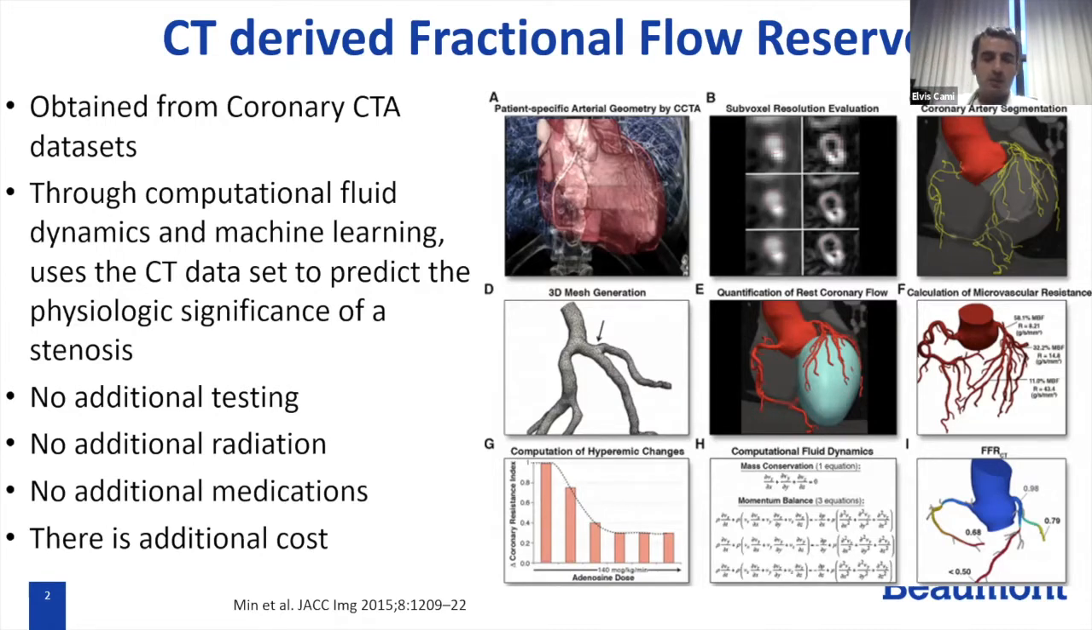Now in the CT data, we're not using a wire, and hence we're obtaining it from the CT images, using the concept of fluid dynamics. Once the patient has the CT done, there's no additional testing, no additional radiation, no additional medications, but there is a cost to the test.